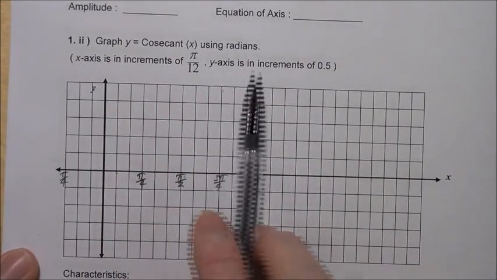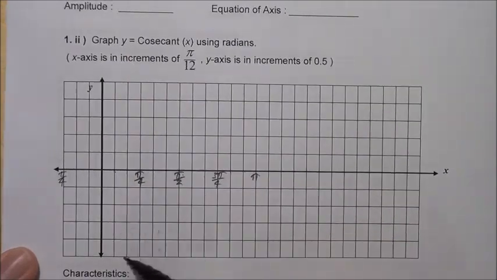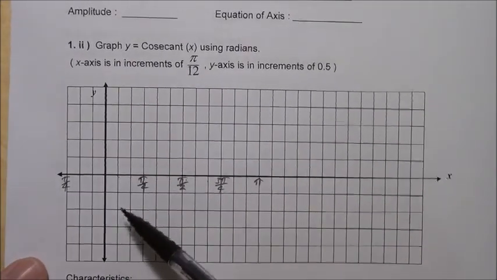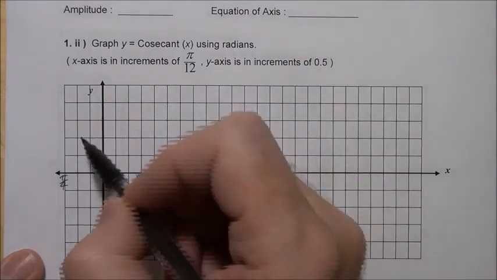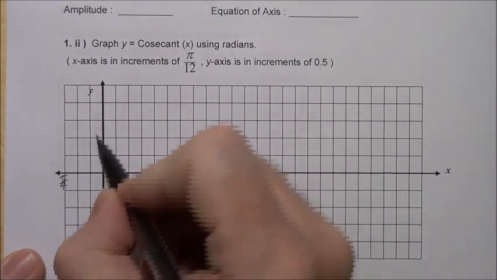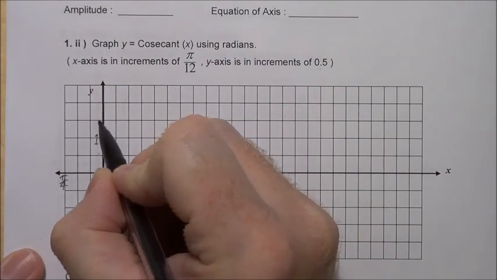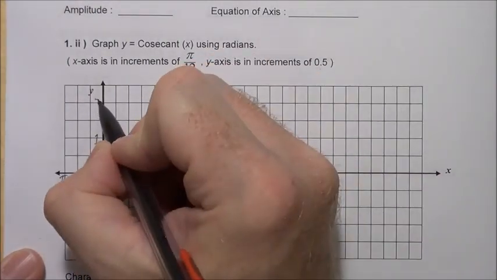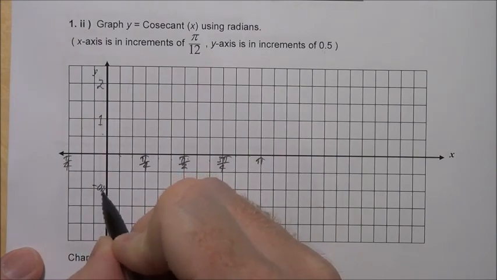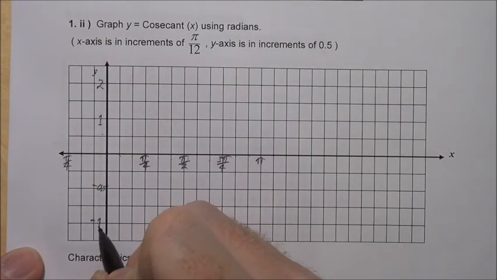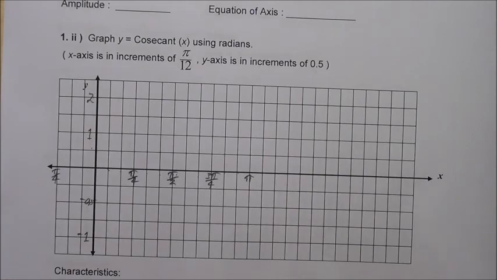Now the y-axis, I've got a few more spaces vertically, just to kind of show a little bit more of the graph, but it's still in increments of 0.5. So this is going to be 0.5, and then 1, 1.5, and 2 here. Down below the x-axis, of course, it's going to be negative 0.5 and negative 1 here. Okay, so we're going to do the same thing.